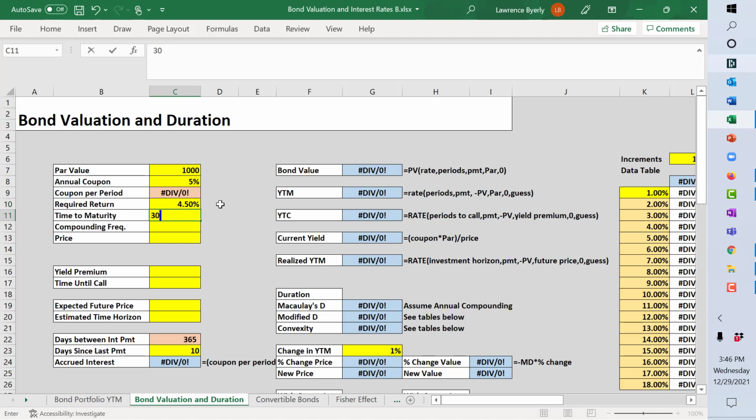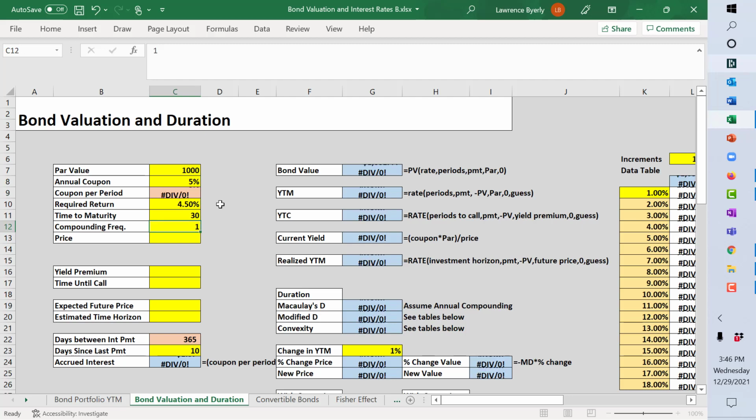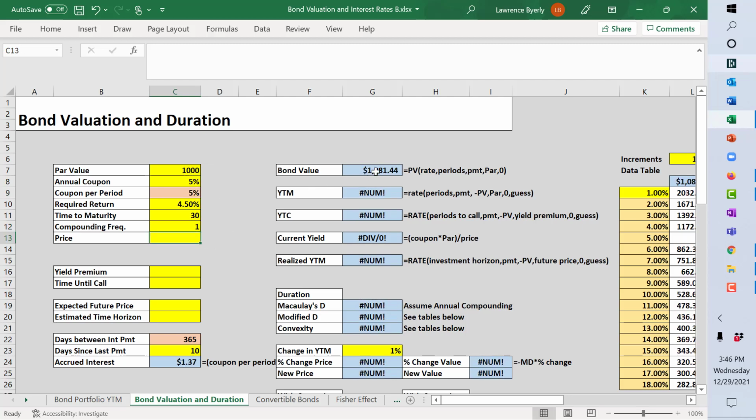Now this is a 30-year loan. We're going to assume compounding frequency once per year. It's either going to be one time per year or two times per year. We'll just do one because, quite frankly, to understand what's going on, we don't need to be that specific with the values here. Now, what you'll see is now we know what the value is. The value is what you'd be willing to pay to buy this bond. So you would be willing to pay $1,081.44.